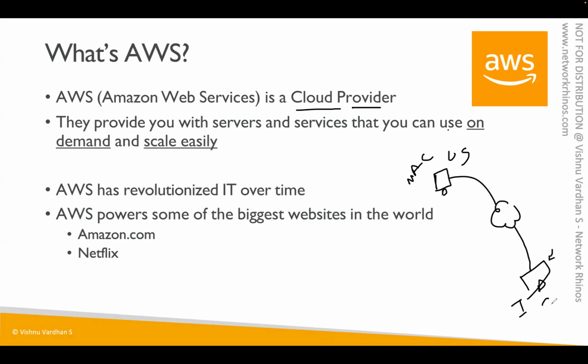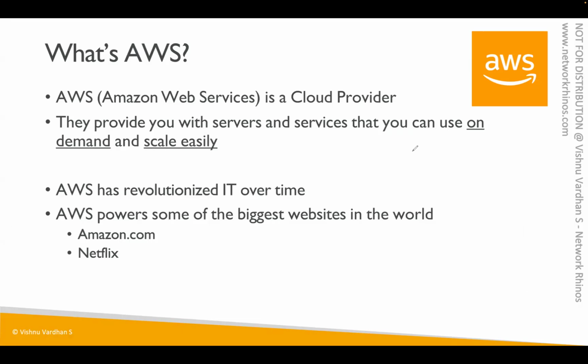For you sitting in India, his laptop is a cloud. For him, it's a physical machine. Clear? So cloud is nothing but a physical machine only, like a server, router, switches, firewall. They are placed in a far location and you use it from a remote location. Now, AWS provides you with servers and services that you can use on demand or scale easily.